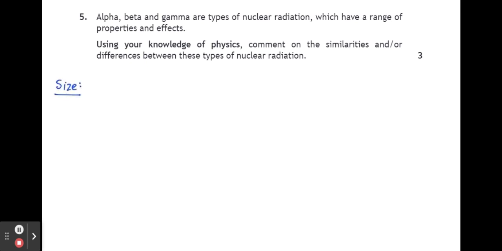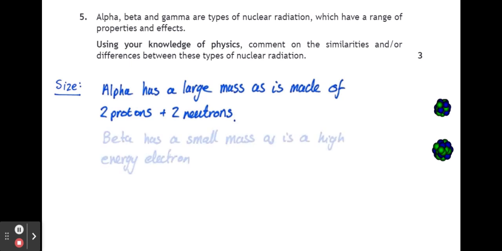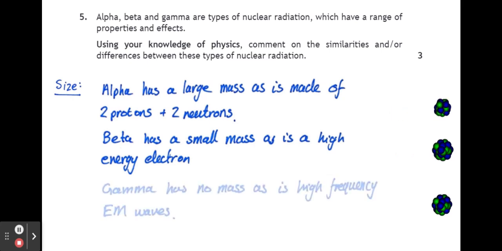We could tackle this looking at size, because alpha are made of large particles. They are 2 protons and 2 neutrons, as we can see in the little animation there. So they have a large mass, whereas beta is a high energy electron emitted from the nucleus. So it's got small mass. And gamma is a piece of high frequency electromagnetic radiation. So it has no mass.